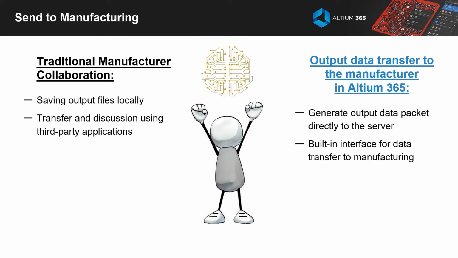The last thing we're going to discuss is sending files to manufacturing. Traditionally, we need to generate the outputs manually, or we can use an outjob file for local generation. Once the outputs are generated, we often have to use a third-party system to send those files to manufacturing.